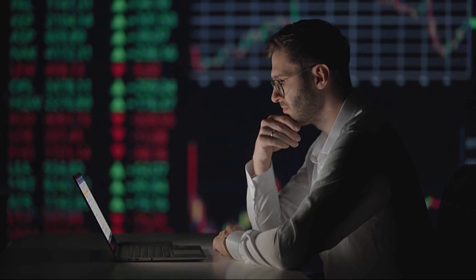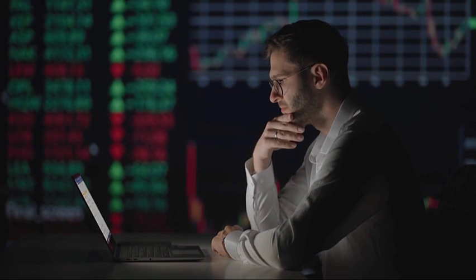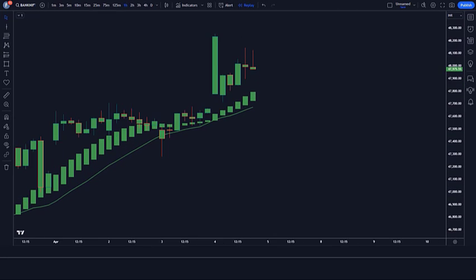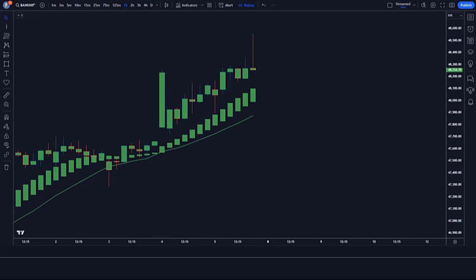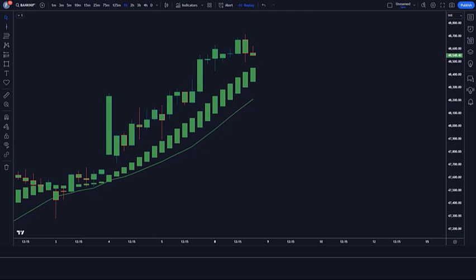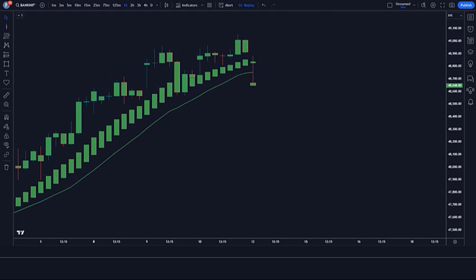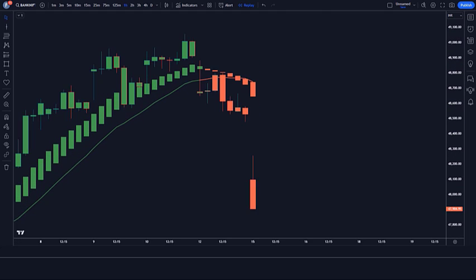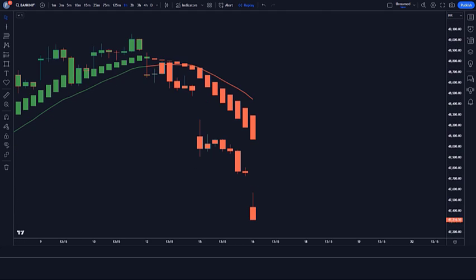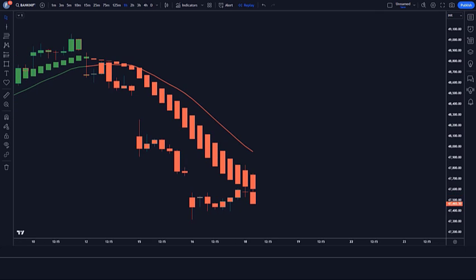What you will learn. What HAMA Candles are and how they work. Step-by-step instructions to set up the HAMA Candles indicator. Proven strategies to maximize your trading potential. Real-life examples of successful trades using HAMA Candles. Common pitfalls to avoid for consistent profitability.